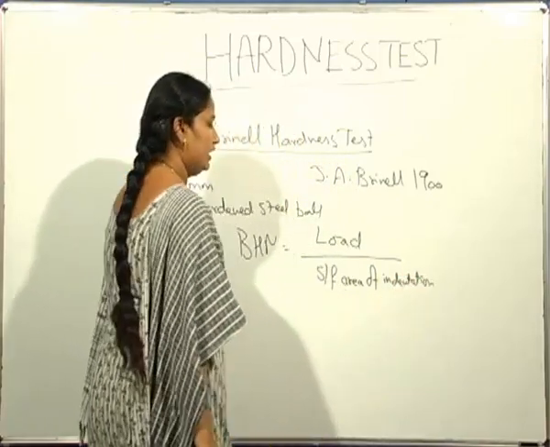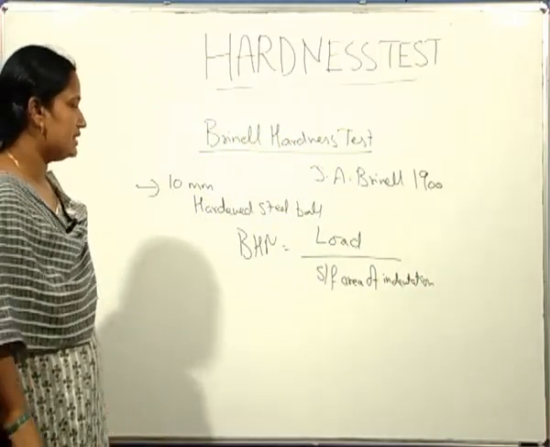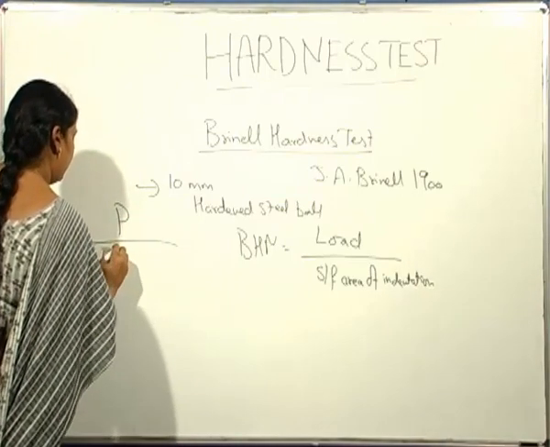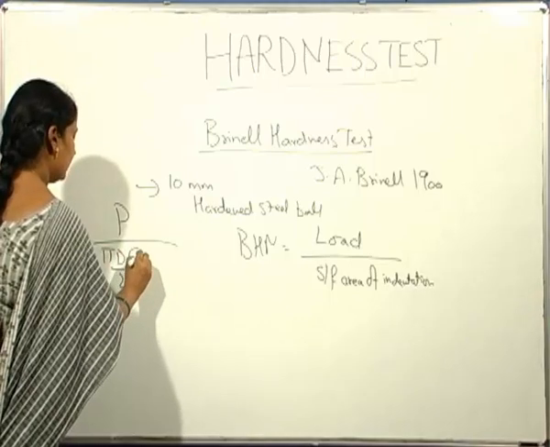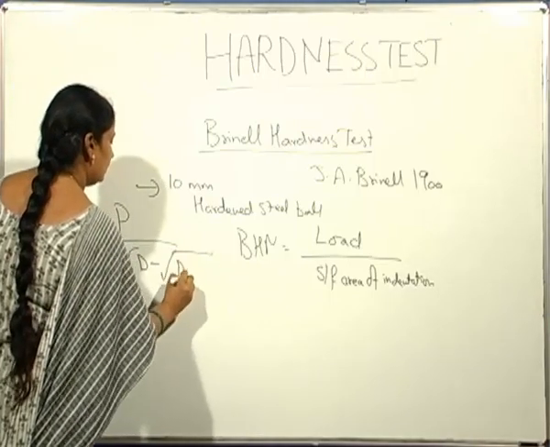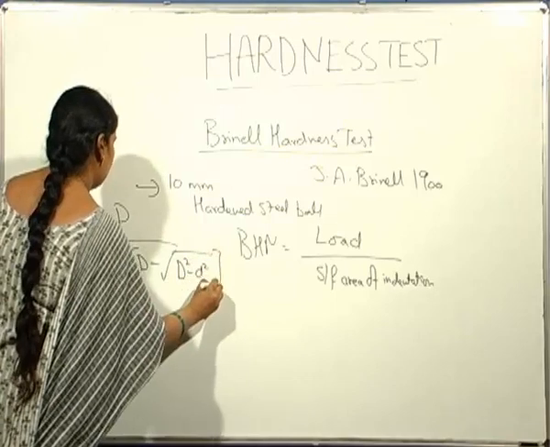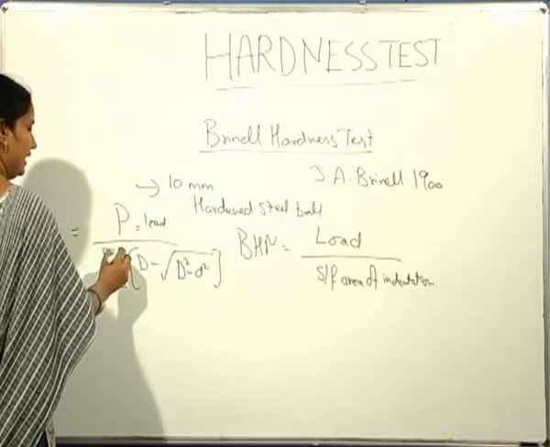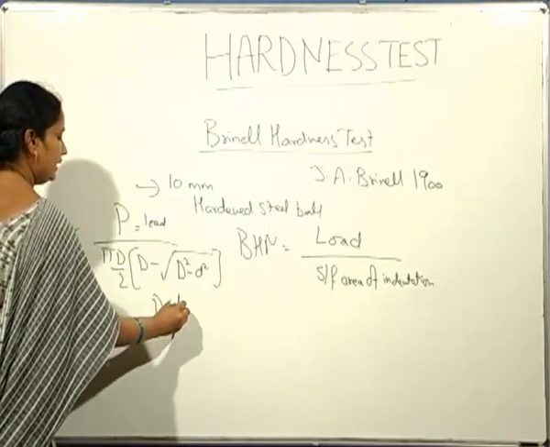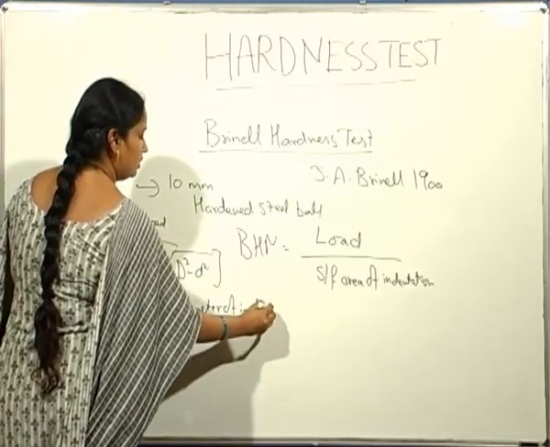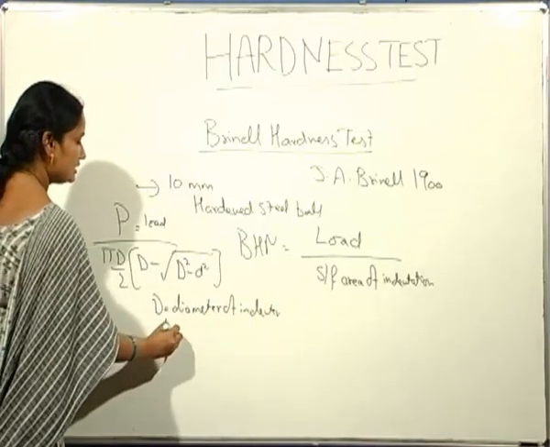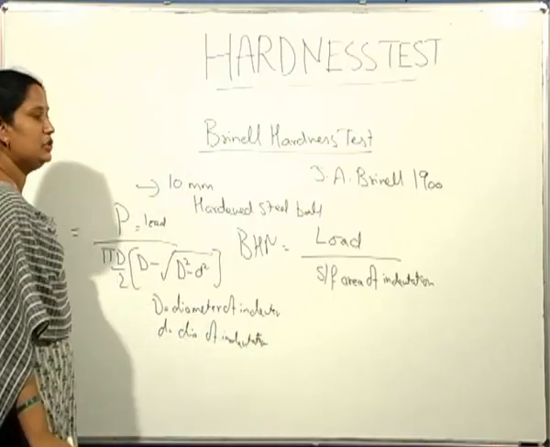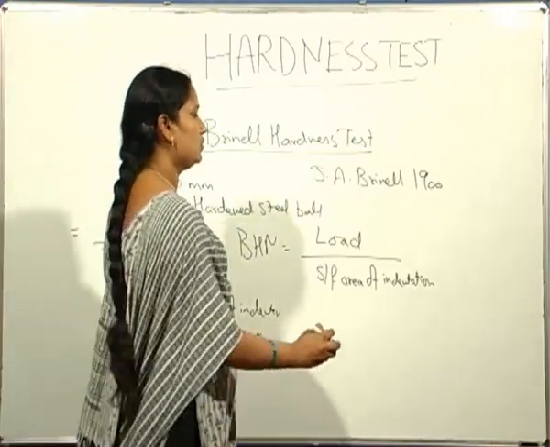Surface area of indentation is given by the formula: P divided by pi D by 2 into capital D minus root over D square minus small d square, where P is the load in kgs, capital D is the diameter of the indenter, that is known, 10 mm, and small d is the diameter of indentation. So Brinell hardness has the units of kg per mm square.